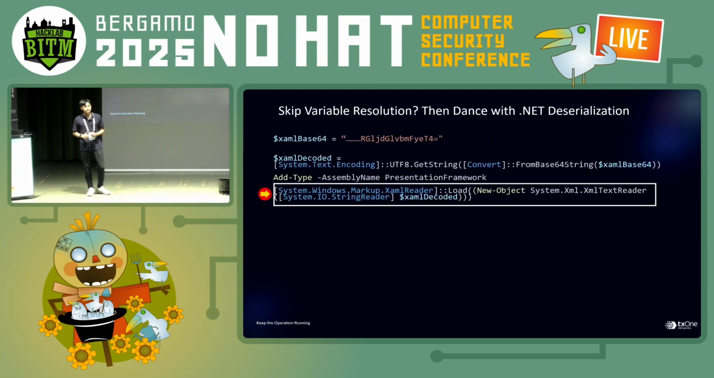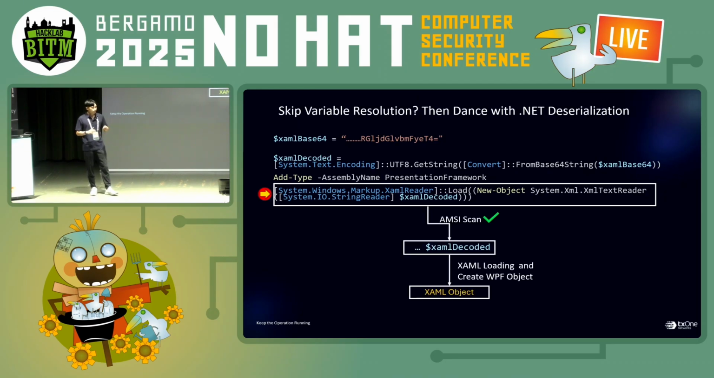So let's see how PowerShell processes .NET deserialization. We use the PresentationFramework with the XML reader to parse the serialized data. As you can see, AMSI only triggers one scan, because the command is passed to the parser, triggering the first scan. But there is no second AMSI scan targeting the resolved string or serialized data, because the data is directly converted into the XML object.